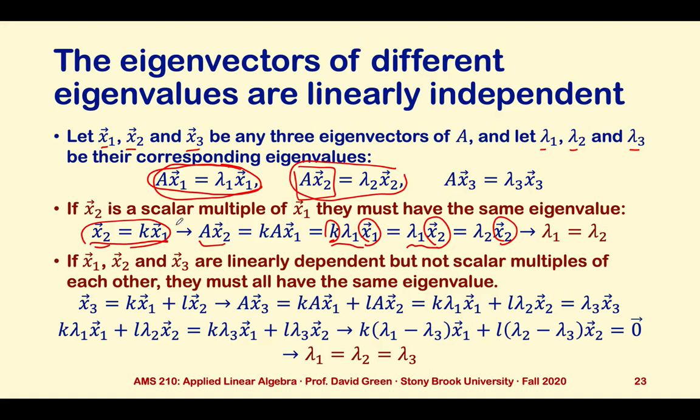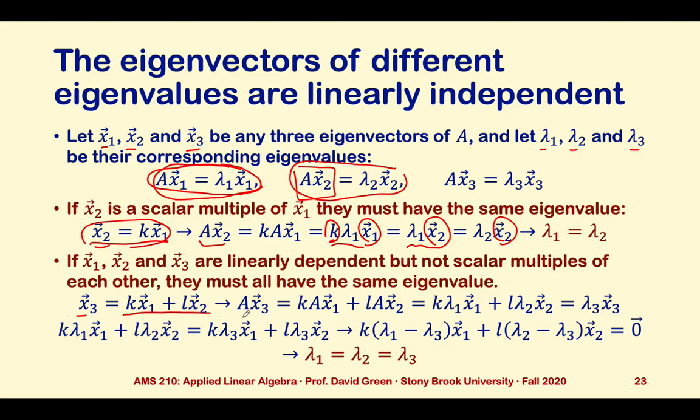We can extend this idea. Imagine that we have these 3, and we derive that if they are linearly dependent, but not scalar multiples of one another, they again have to have the same eigenvalue. We start by writing x3 as a linear combination of x1 and x2. It means they're not a linearly independent set.